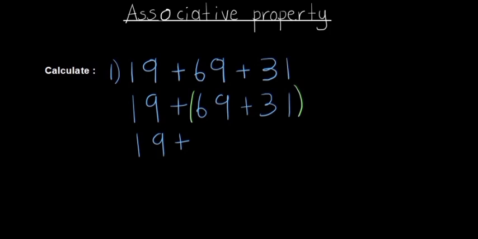So we'll first add a 31 to a 69 to get 100. And now it is much easier to add the 19 to 100 to get 119. So this is the final answer.